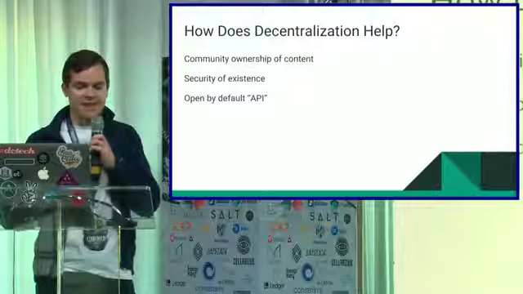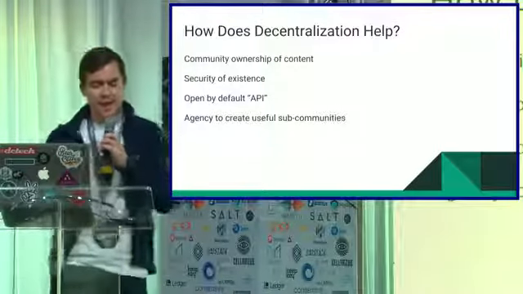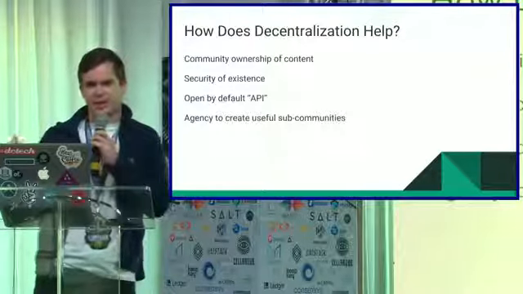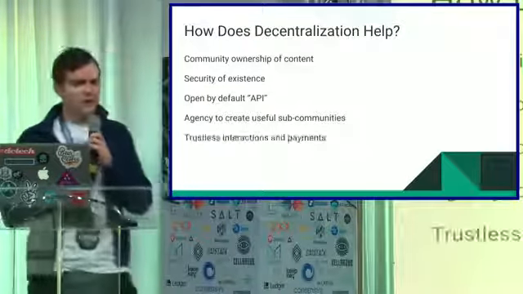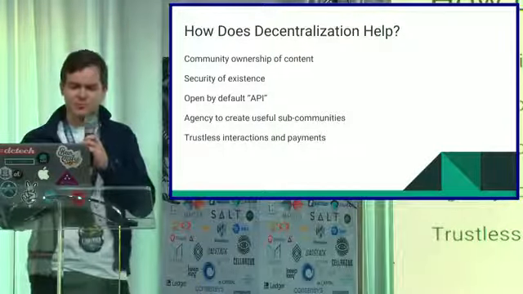So what we mean by this is that anybody can come in and build products on top of what we've created. They also have the agency to create useful sub-communities for any of the content they find, that they think they can group together in a better way than we did. And then of course you get the relatively trustless interactions and payments that something like Ethereum can enable.